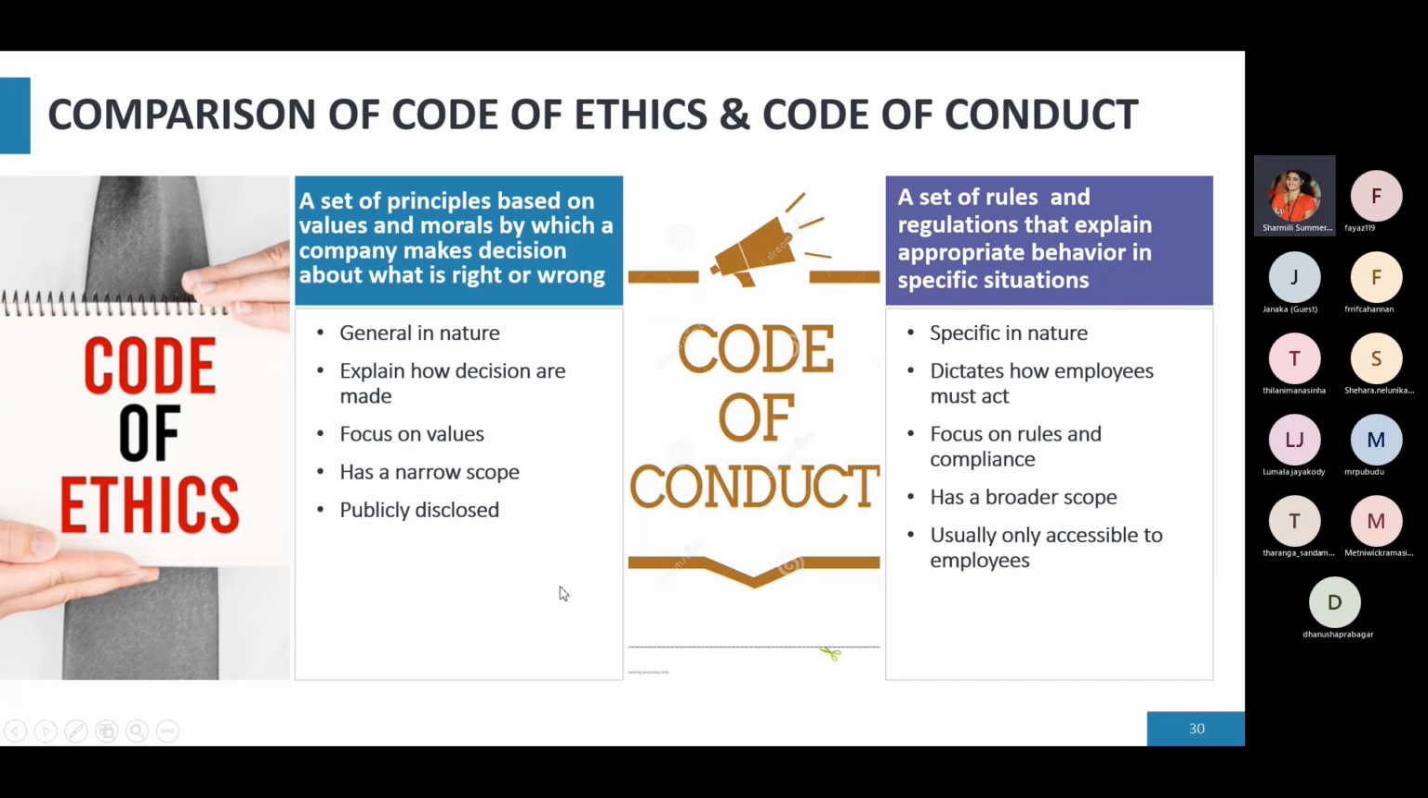Code of ethics has a very narrow scope, but code of conduct has a broader scope. A code of ethics we can publicly disclose; we can tell anything publicly. But a code of conduct, not. We can't tell it publicly. Why? We are focusing on a specific action, so it could be disclosed only between the employees or between the healthcare professionals. So this is regarding the difference between code of ethics and code of conduct.